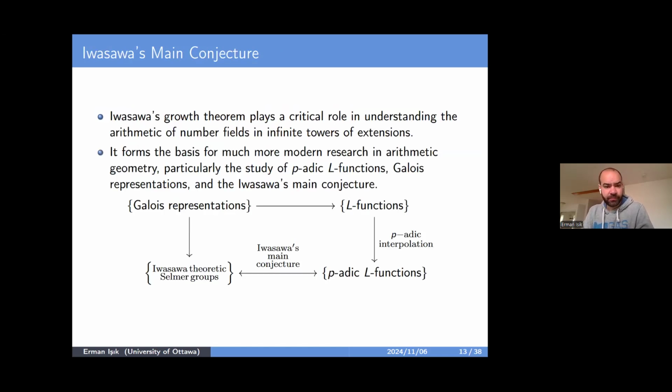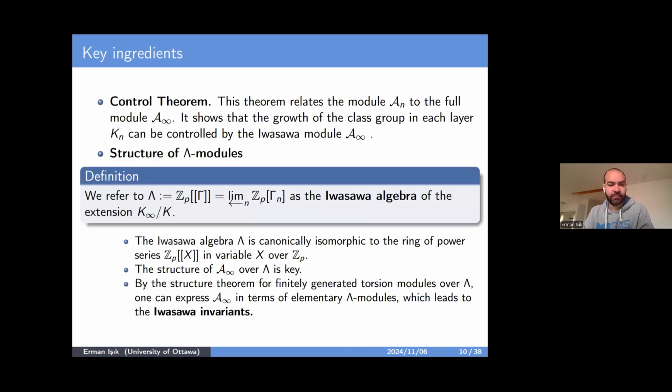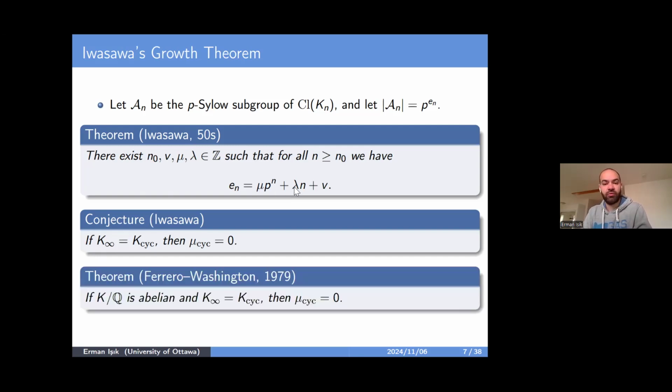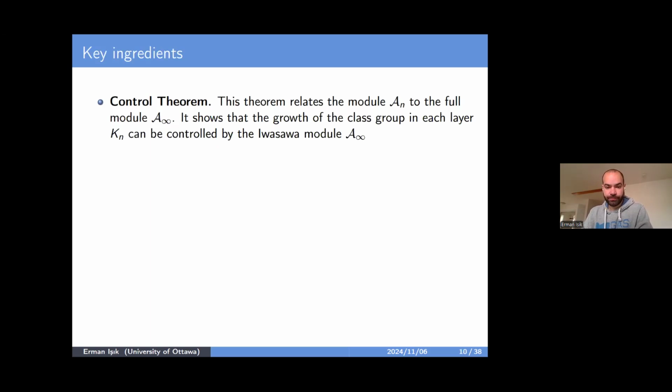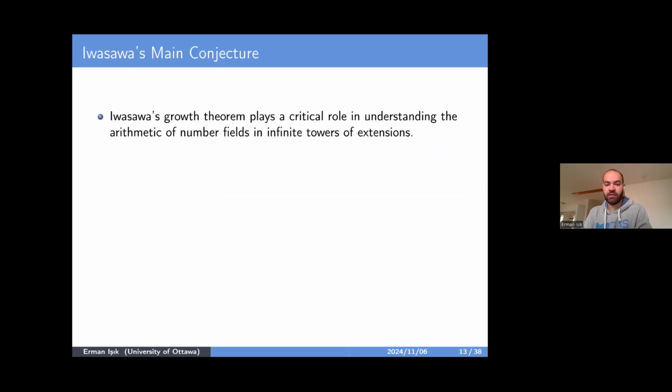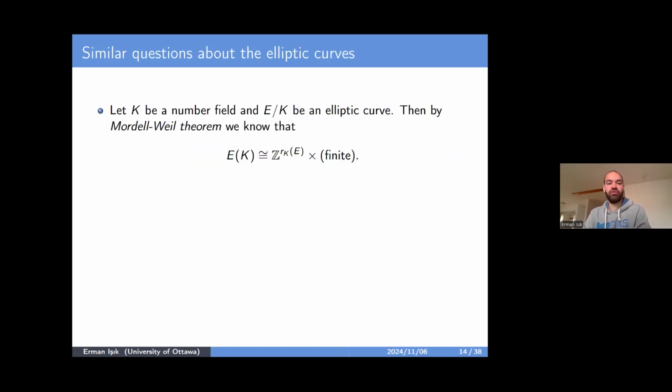So let me go back. This lambda and mu appear here because we define this Iwasawa module and so on. If we have those tools, can we extend these tools to study other arithmetic objects? In our case, obviously, I will be focusing on elliptic curves.